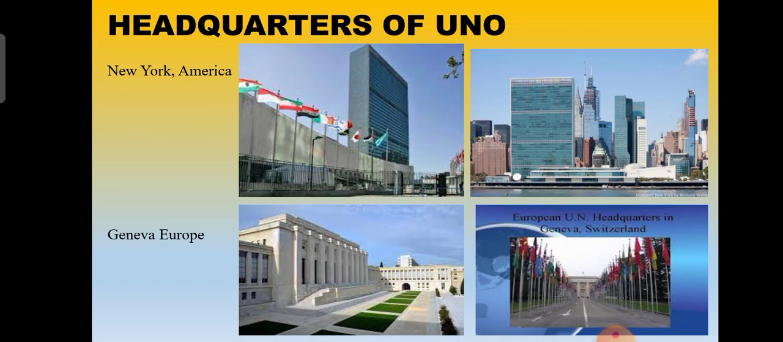Okay, here in the picture you can see the headquarters of UNO. We have headquarters of UNO in 2 places. One is in Europe and the other one is in America, New York. The first 2 pictures you can see are of New York, America, and the second 2 pictures you can see are in Geneva, Europe, where all the country flags are there. So 196 members, 196 flags will be there.